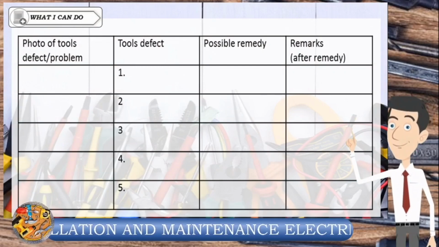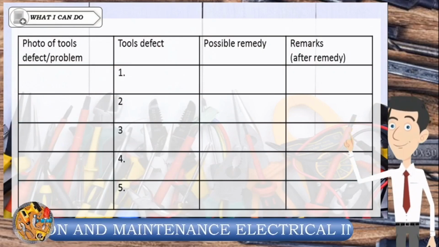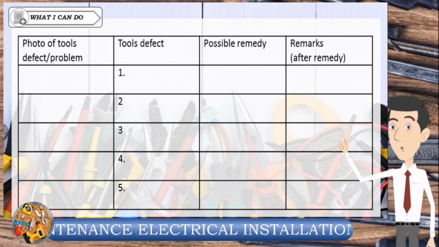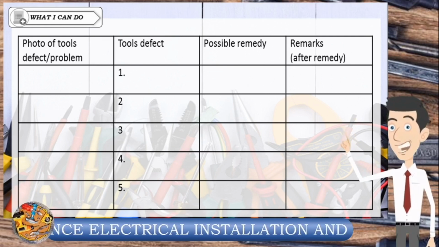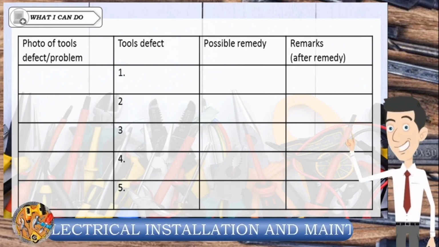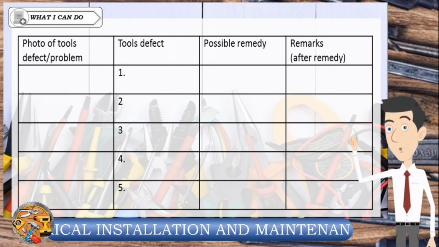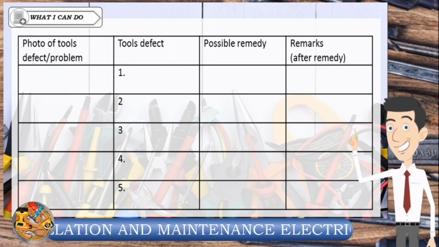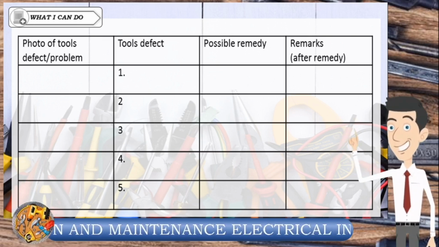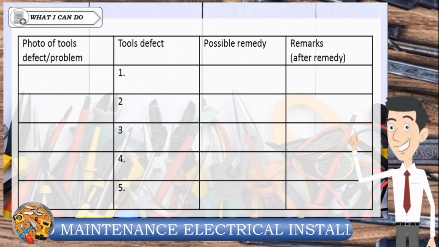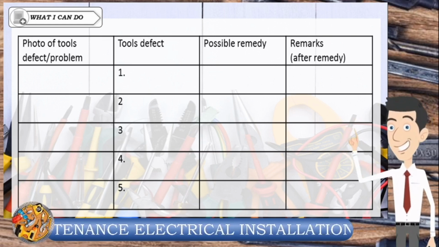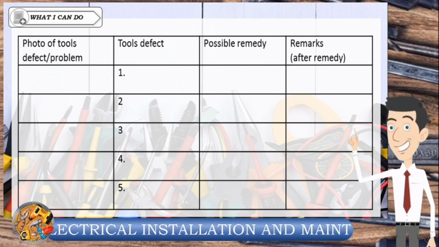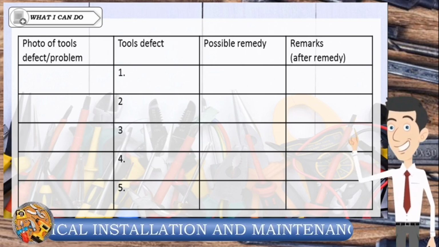This is the table that you need to answer or to fill. For the first column, you need to include the image of the tools. For the second column, you need to identify the defect of the tools. And for the third column, what are the possible remedy? And after your remedy, for the fourth column, write your remarks or the condition of the tools.